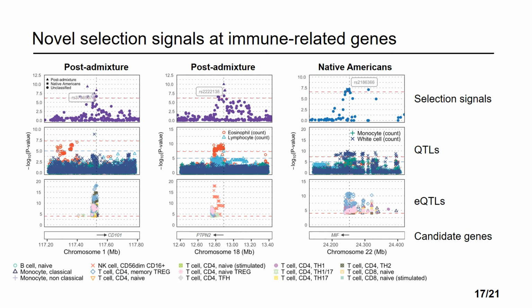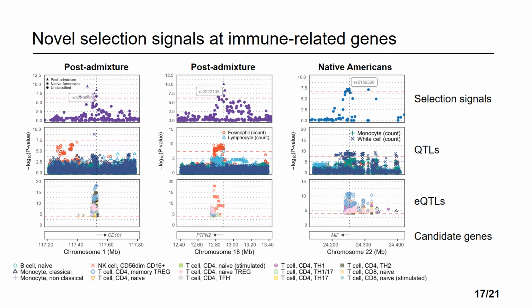And so to finish, I just want to highlight some of our strongest novel candidate genomic regions under selection. In this case, 3 examples where we identify signals of selection at immune-related genes. So here each plot is composed of 4 different panels, with the first one showing the selection scan, the second one showing SNPs associated to different white cell counts, the third one showing eQTL signals, and the fourth one showing the candidate genes of interest within the selected region. And so in the first plot here, we see a signal in the Chilean population.